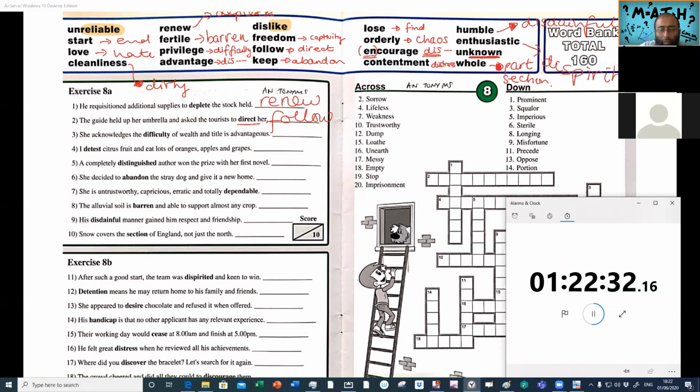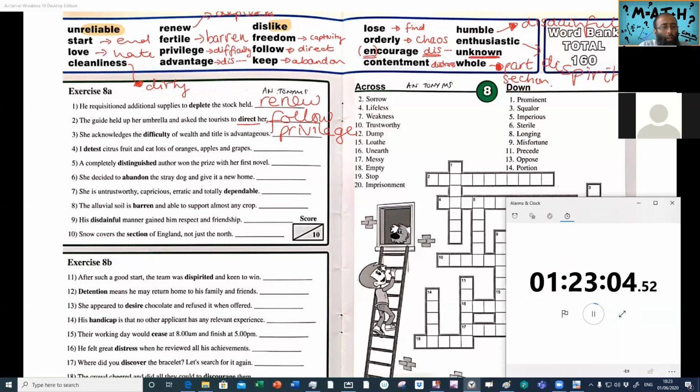Right, next one. It's changed. Okay, read question number 3, please. She acknowledges the difficulty of wealth and title as advantages. So the word difficulty, privilege. Yeah, absolutely, privilege. She acknowledges the privilege of wealth. So, for example, if anybody has wealth, they are privileged because they can live a more comfortable life.